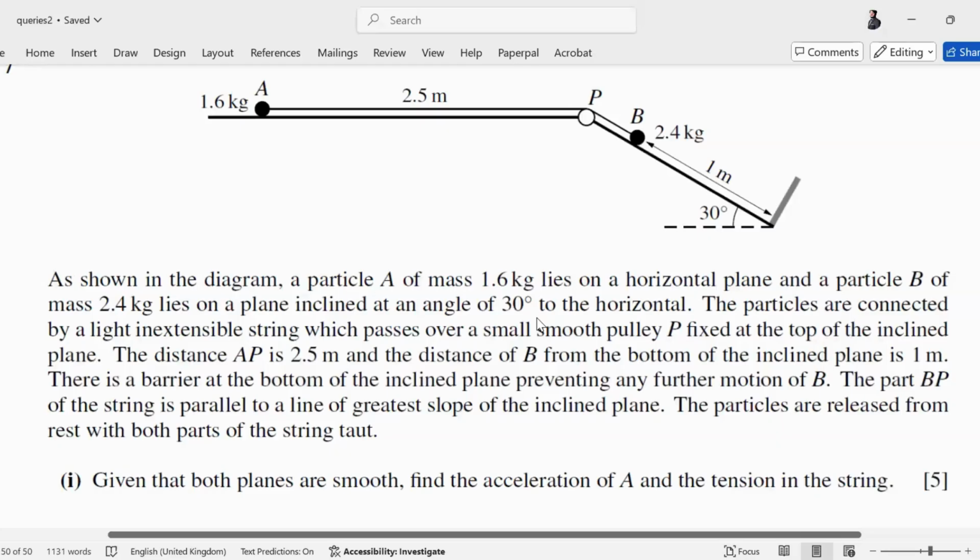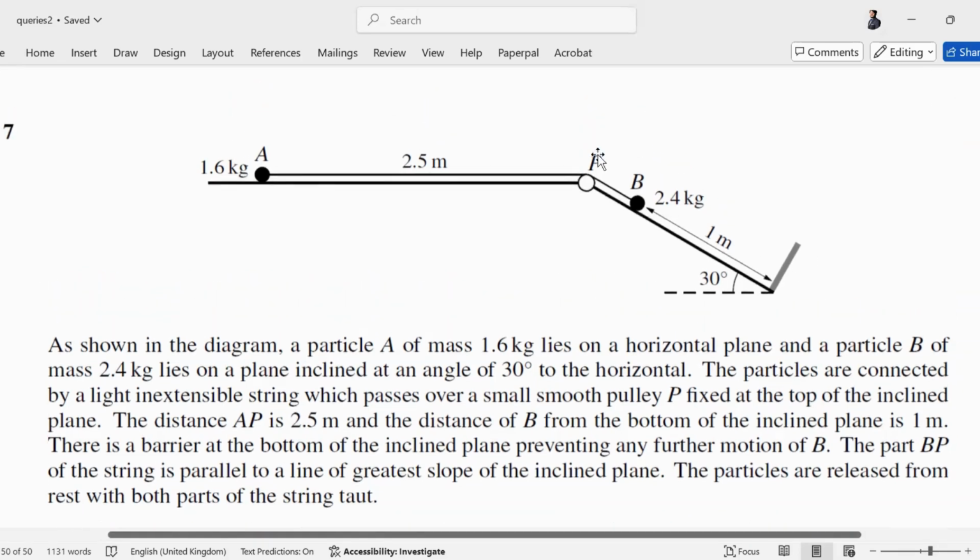So the question has told us that both the surfaces are smooth. And what does that mean? No friction. So if I analyze object A, the trick is to analyze one force at a time.